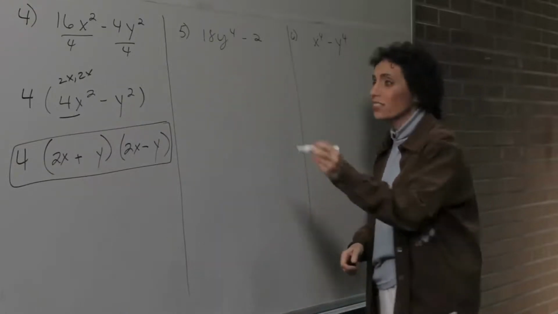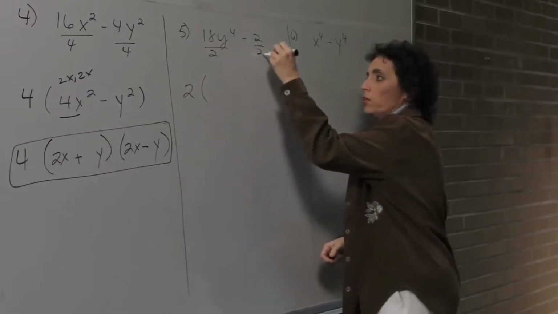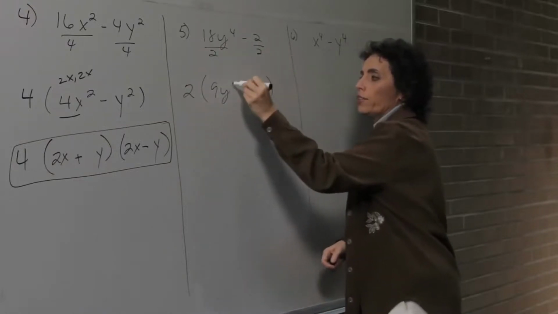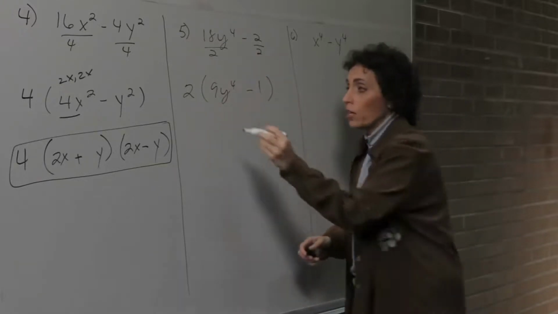GCF, yes. We take out a 2. We divide by 2. We get 9y to the 4th minus 1. Here we go. You ready? Okay. We come in here.